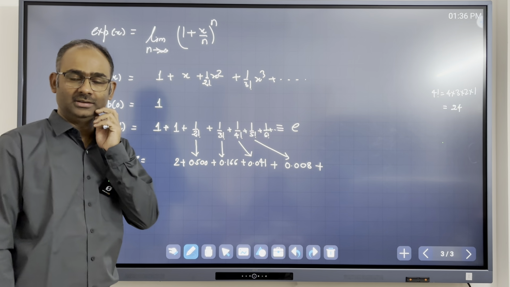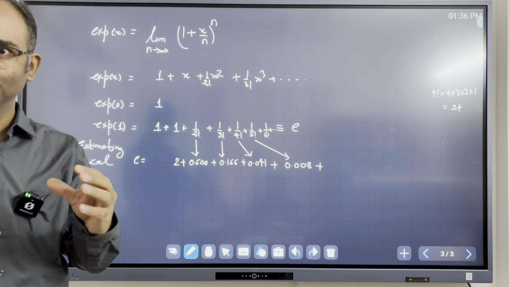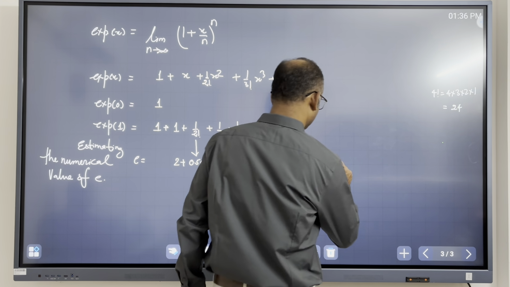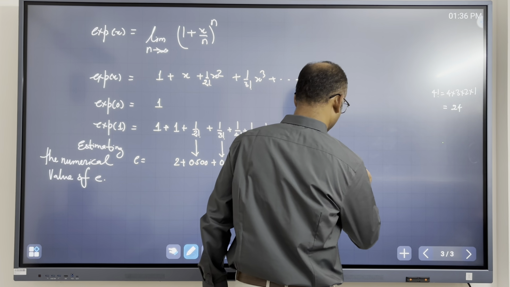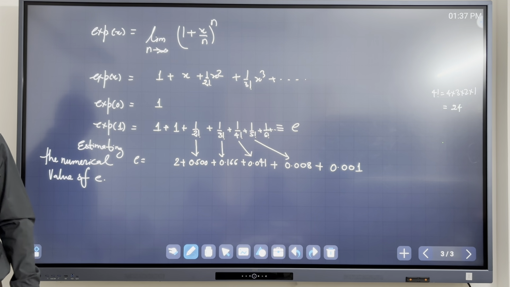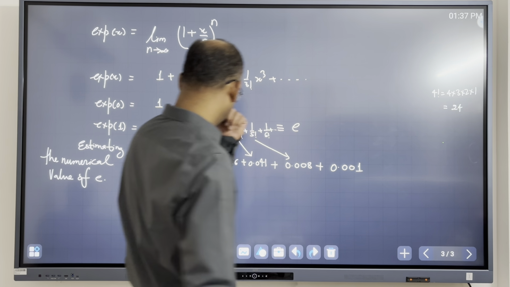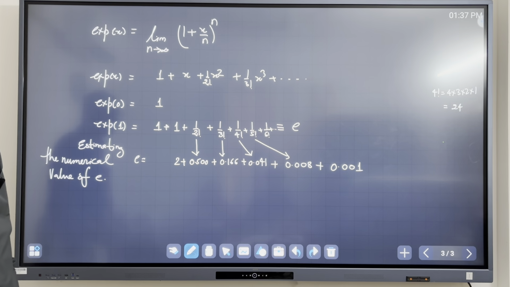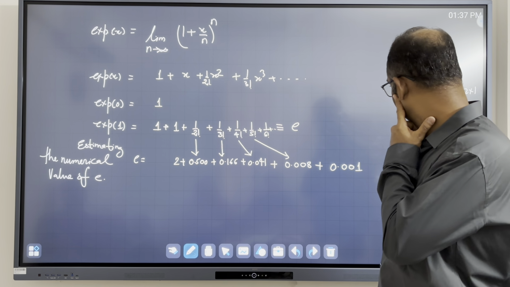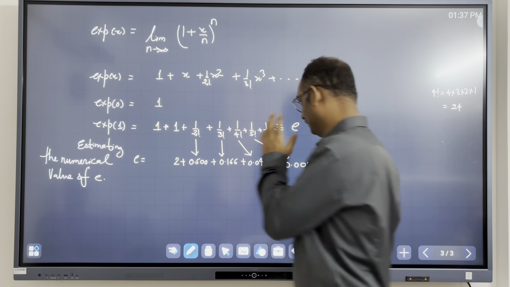Are you sure? You divided by 6 factorial, or you first took it? 1 divided by 6 factorial. This one is 0.001. Okay, let's do one more thing. No, let's not do it. Okay, fine. Let's stay with this. It will require some convincing, but you can roughly see.